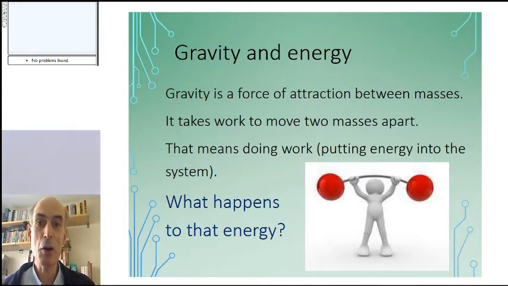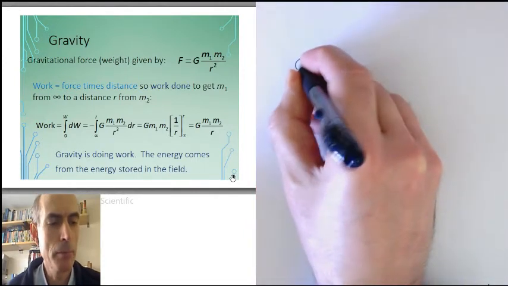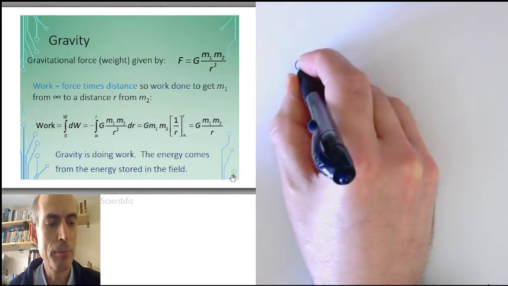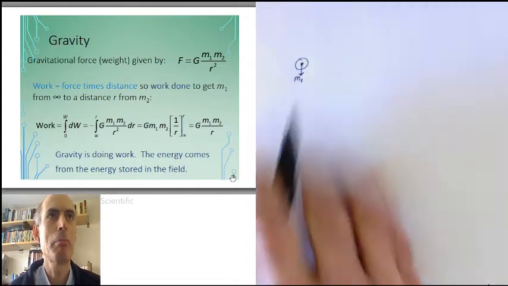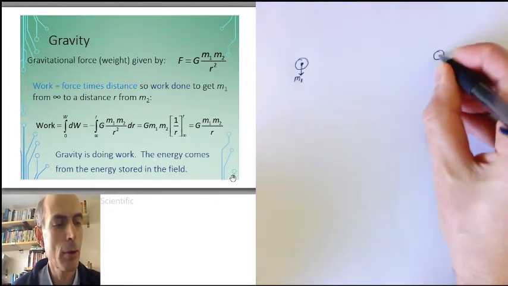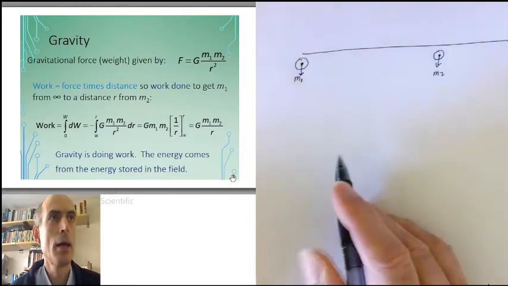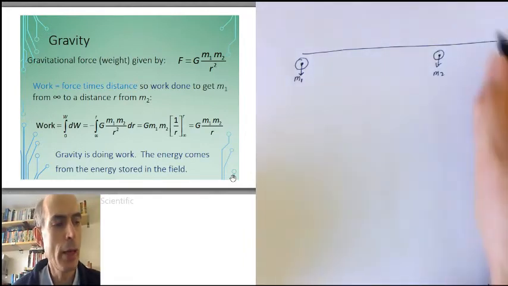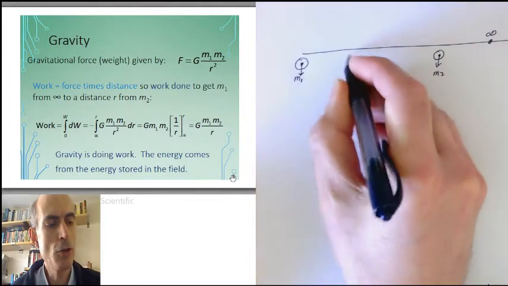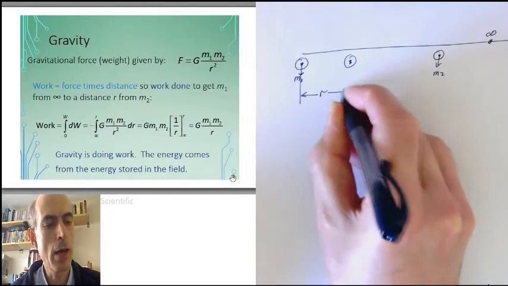Now we can work out exactly how much energy is in a gravitational field by considering a simple example. Let's consider we have an object of mass m1 at this point in space, and it's fixed at that point in space. And then we have a movable mass of m2, which can move. And it's coming from an infinite distance away to end up at this point here, which is a distance r away from m1.